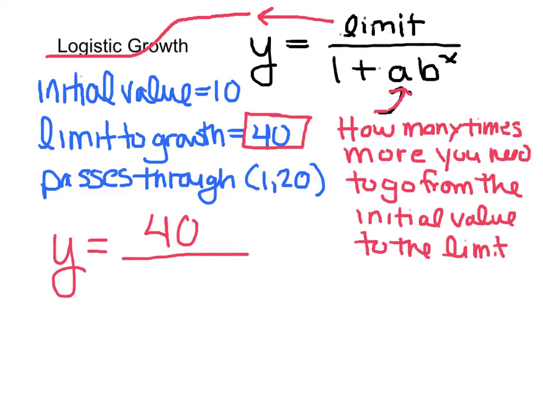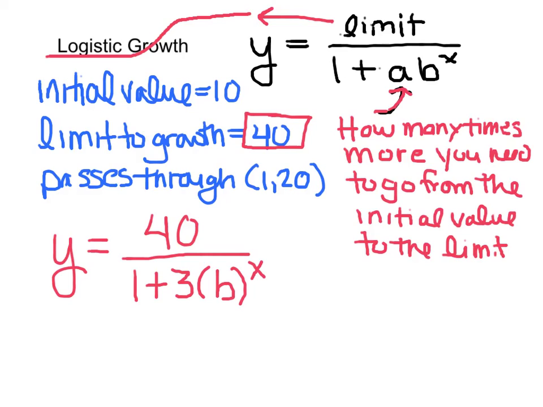And then it says the initial value is 10. This could be confusing because the initial value doesn't actually go anywhere in the problem. But you have to compare the initial value to the limit to growth. Here the initial value is 10, my limit to growth is 40, so I think to myself in my head, how many more times do I need to go? I would need 3 more 10s to get from 10 to 40. And so the value for a in this equation is 3. And that's times b to the x.